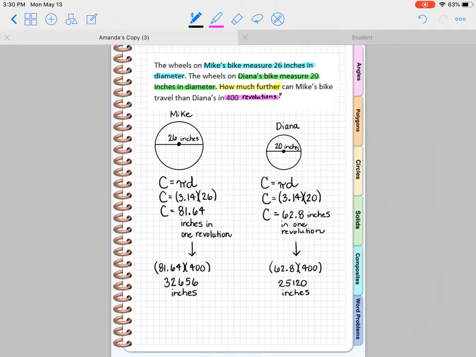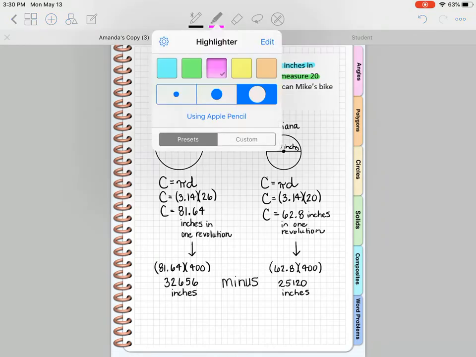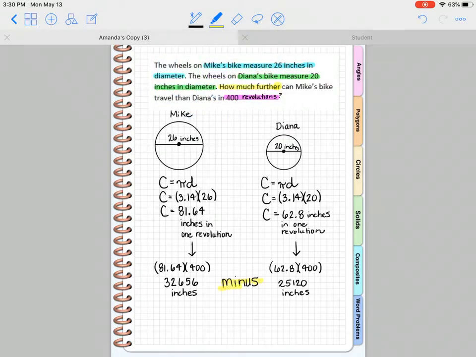Now, remember what further tells me to do. I need to subtract those two amounts. This is where the minus comes in. Okay. So 32,656 minus 25,120 equals 7,536 inches.